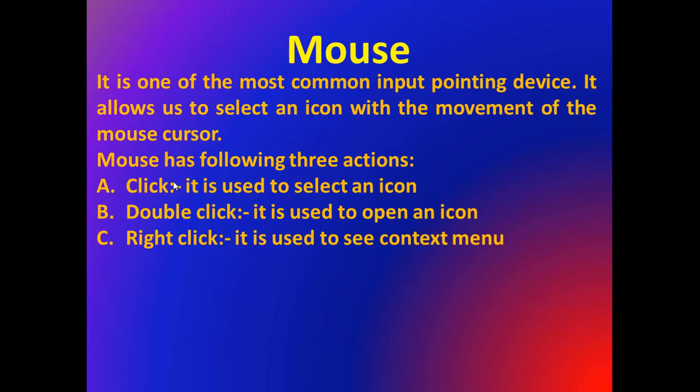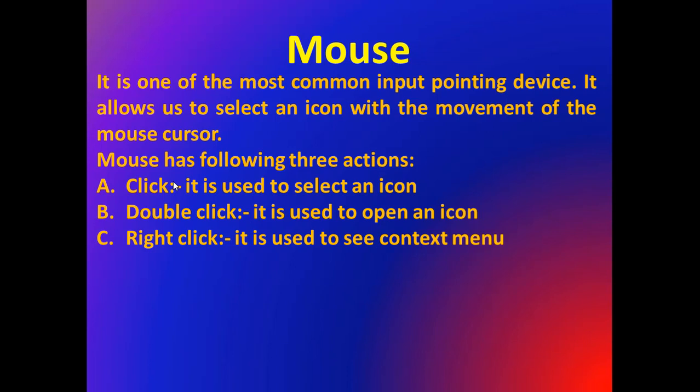Mouse. It is one of the most commonly used input pointing devices. It allows us to select an icon with the movement of the mouse cursor. Students, one is just like an arrow. When we move the mouse, that arrow moves. That is called the mouse pointer.